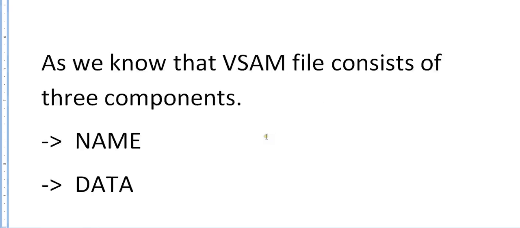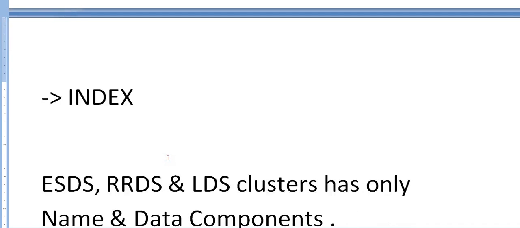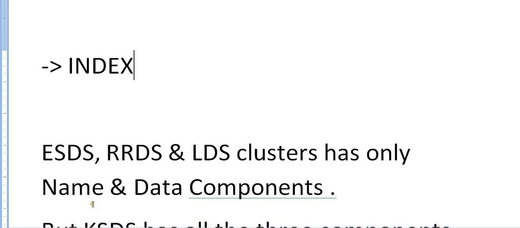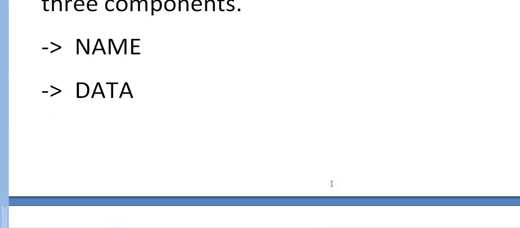So as we know, a VSAM file consists of three components, that is name component, data component and index component. ESDS, RRDS and LDS clusters have only name and data components, but KSDS has all three components, that is name, data and index.